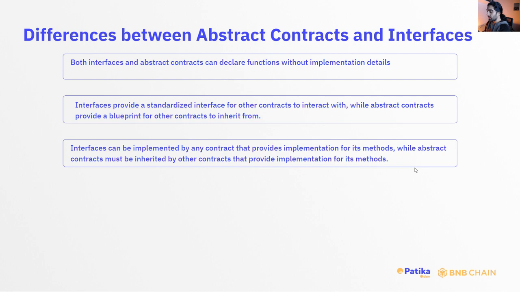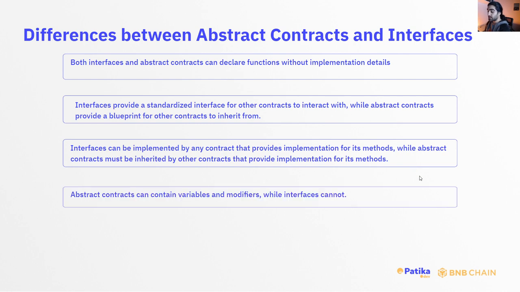Okay? So abstract contracts can contain variables and modifiers while interfaces cannot. That's also very important. You might be confused about abstract contracts and interfaces since we have not seen these before. So in our project section, I will use them in a project manner and you'll be able to understand the logic thoroughly. Okay.